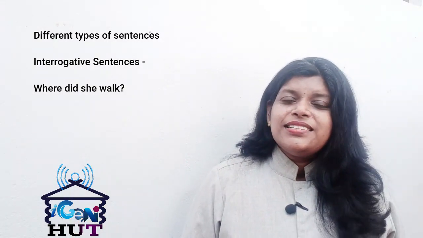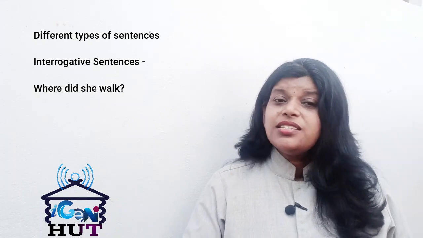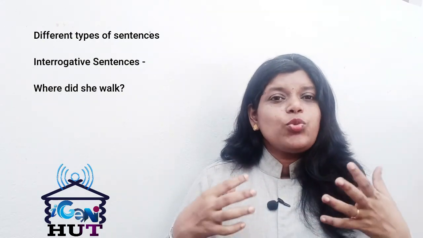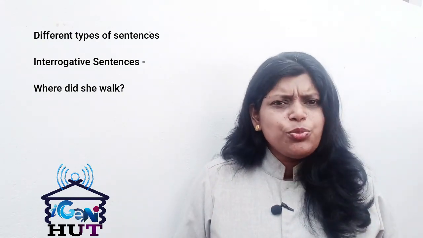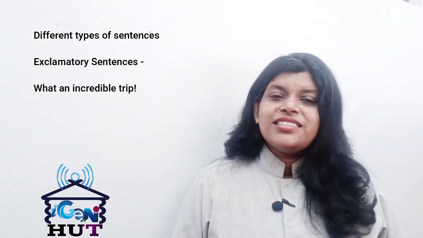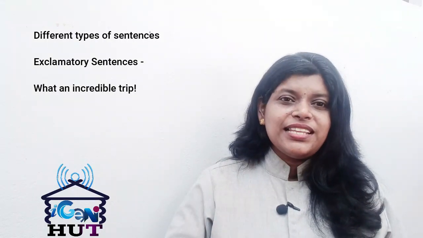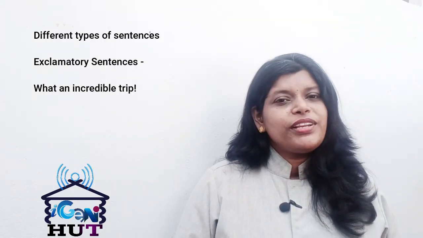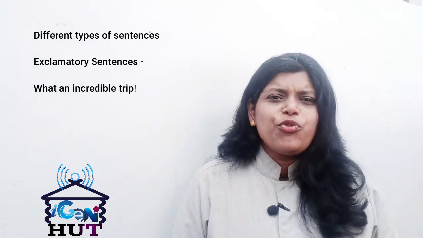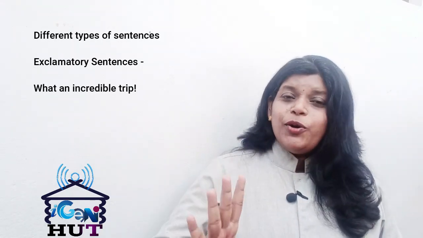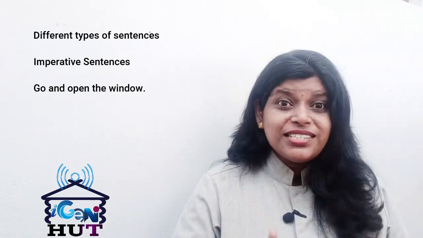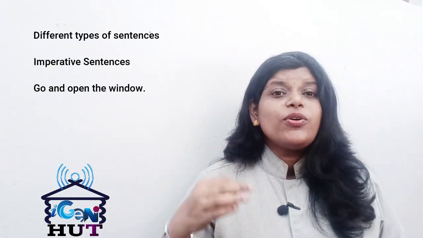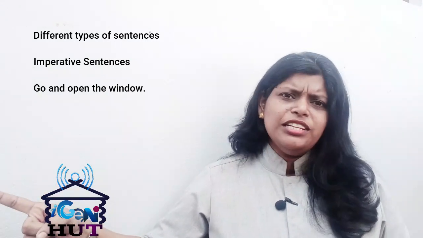The next type is interrogative sentences, and these type of sentences ask questions. For example, where did she walk? The third type of sentence is exclamatory sentences, and these sentences express strong emotion. For example, what an incredible trip. The fourth type of sentence is imperative sentences. These sentences make a strong command. For example, go and open the window. Okay, that's an imperative sentence.